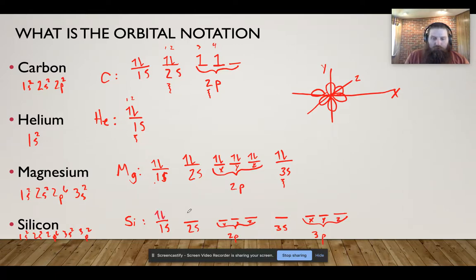So, up, down, because it's full. 2p is full. So Hund's rule tells us go and fill up each one with 1. 3s is full, and then 3p has 2. That would be the orbital diagram for silicon. I can see 3 is the largest principal quantum number, so it has 1, 2, 3, 4 valence electrons.